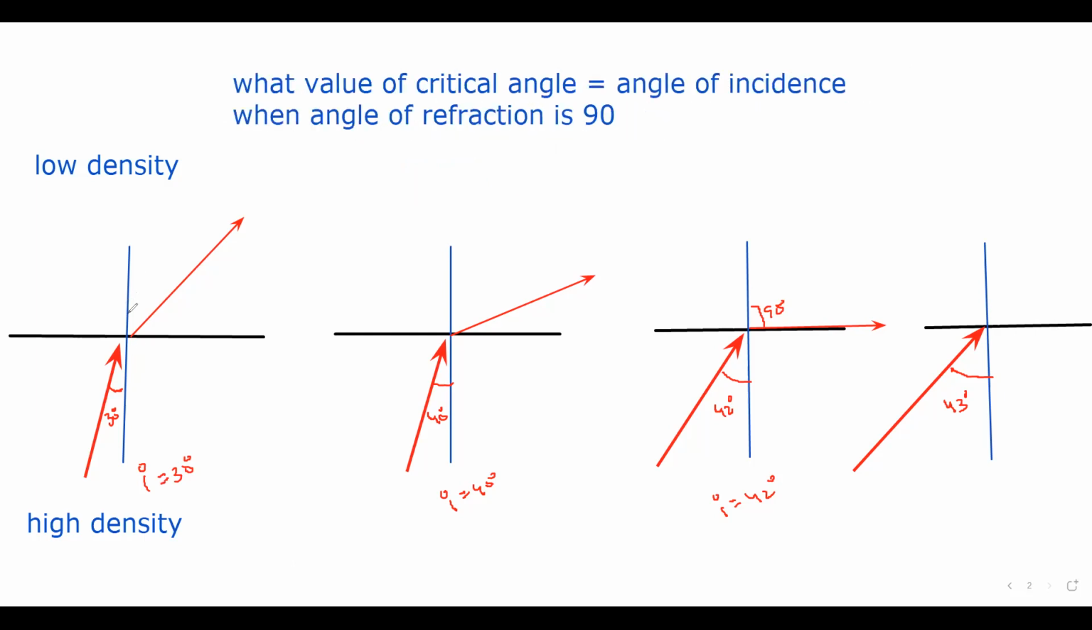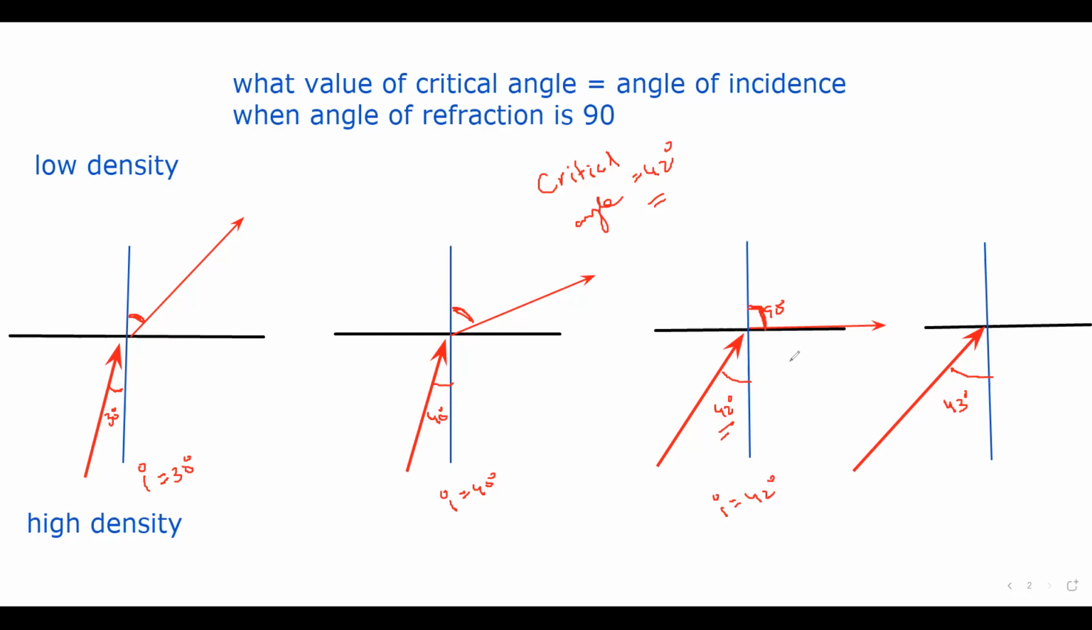In the first figure, the angle of refraction is not 90, it is less than 90. For the second figure, again, it is not 90. The third one, the angle of refraction, again, is not 90. So here the angle of incidence is 42. So what is the critical angle? The critical angle is 42. So in this example, the critical angle is 42 because the angle of refraction is 90.